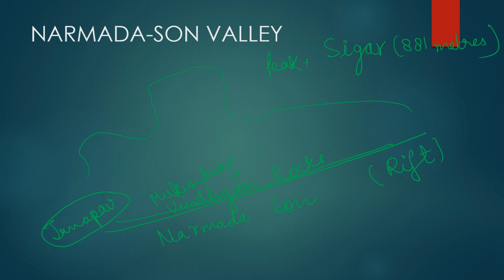The average height of these Vindhyas is only 500 meters. These are not very high. As we know, here it reaches a height of 450, 480. At the center, at the peak point, it has 500. And the highest peak is 881. The maximum height is this 881. So this is about the Narmada Son Valley.